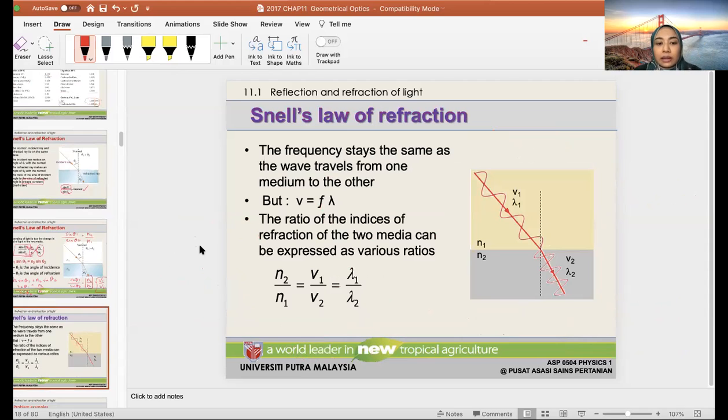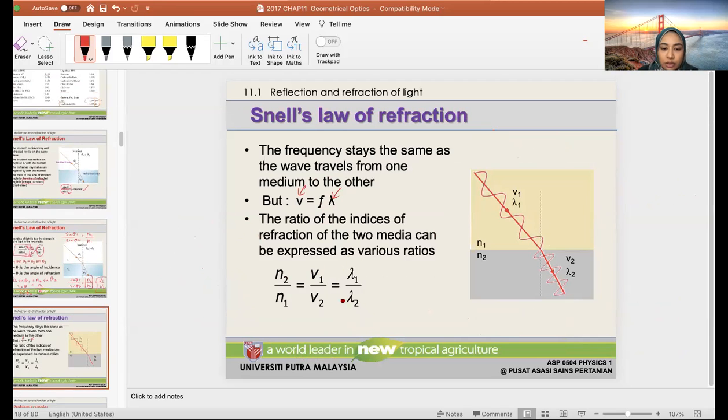We will do questions. So the frequency stays the same as the wave travels from one medium to another. I think at this point, I have said this like 4 times already. But v equals f lambda. So v changes, lambda also changes.